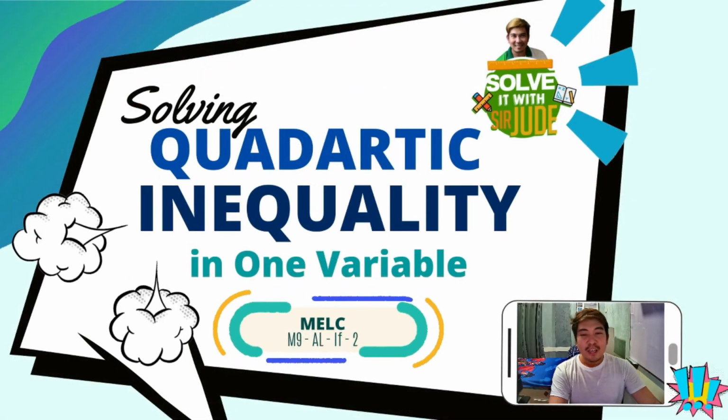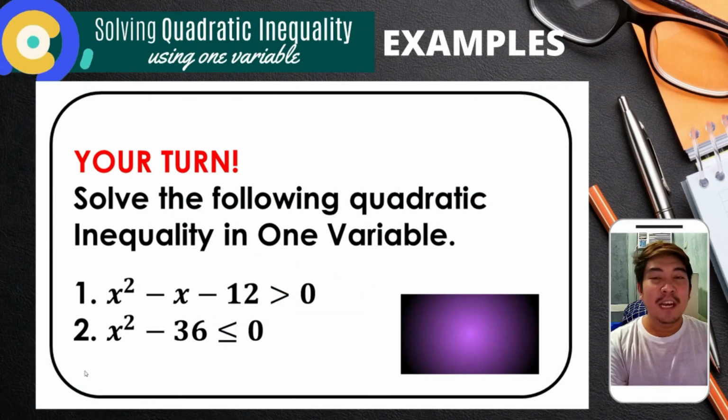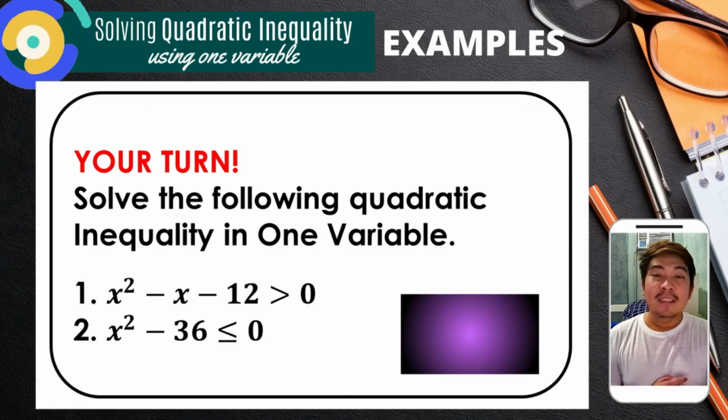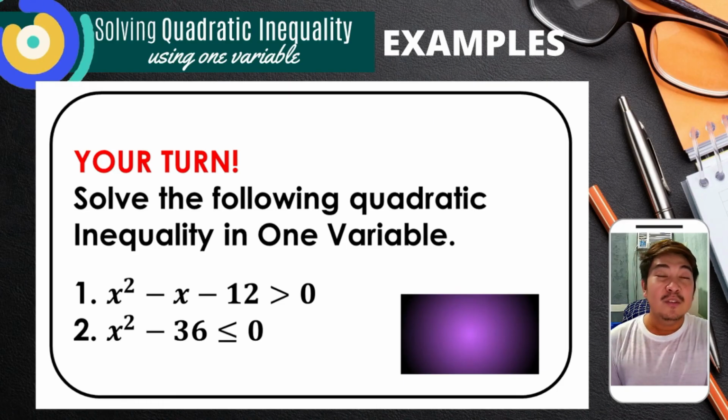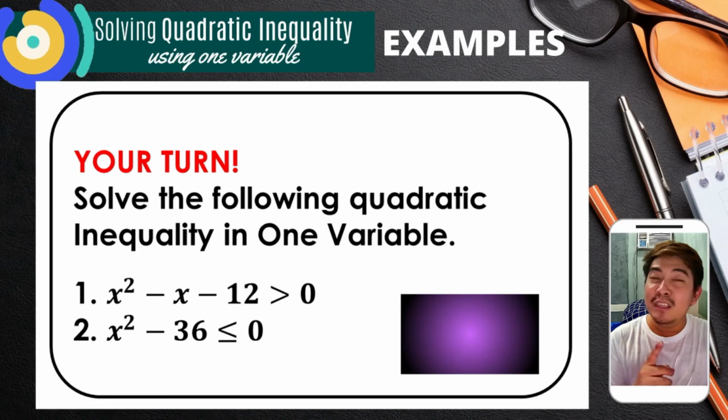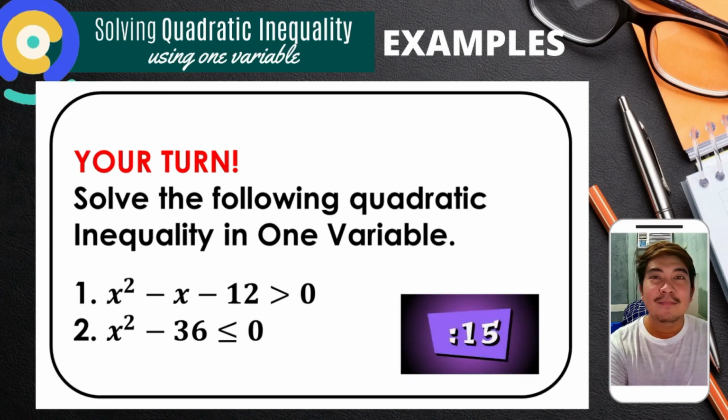Now, it's your turn. You need to solve the following quadratic inequalities in one variable. So number 1 is given by x squared minus x minus 12 is greater than 0, and number 2, x squared minus 36 is less than or equal to 0. You may pause the video for a while and answer them, and then kasunod na nito will be our answer.